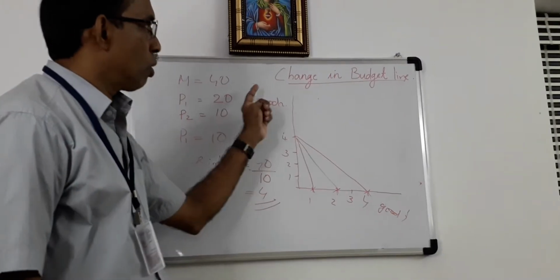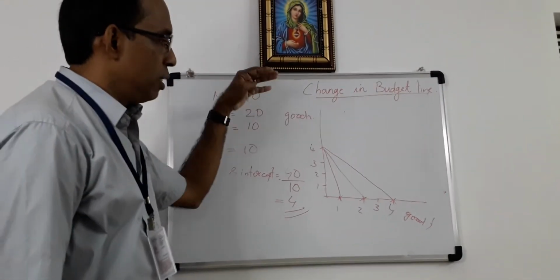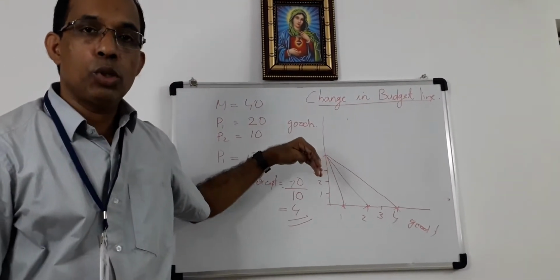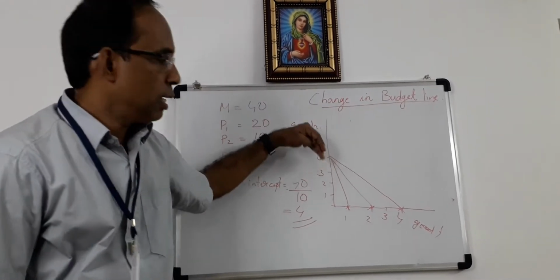I hope you all understood the reasons for change in the budget line, and how to draw and show the changes on a graph.